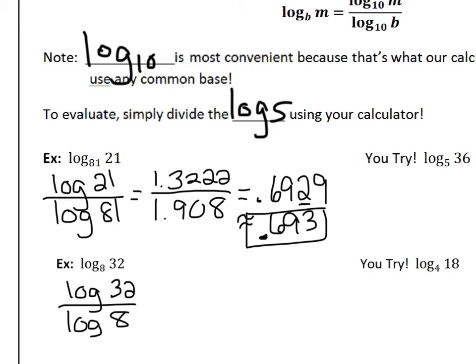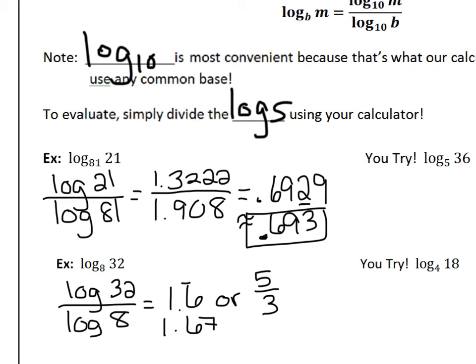And you should get 1.6 repeating, or if you have a calculator that gives you fractions, 5/3, or maybe you rounded it to 1.67. All three of those would be acceptable answers for this problem. And generally, your directions will tell you which decimal place to round to.